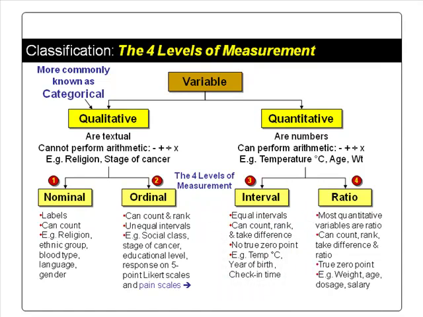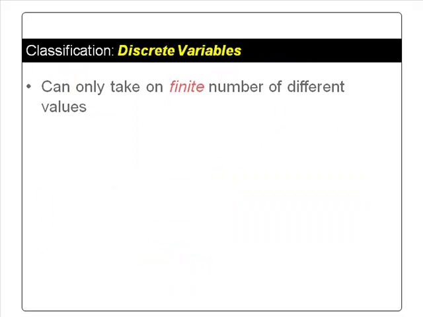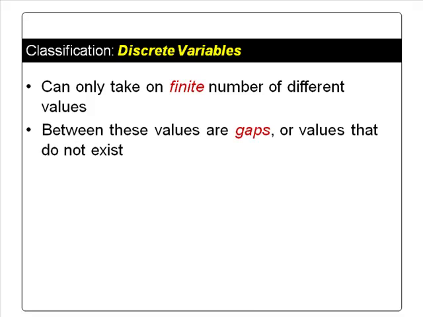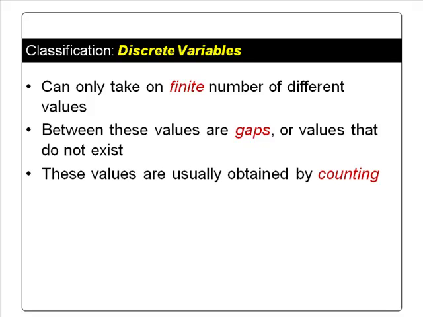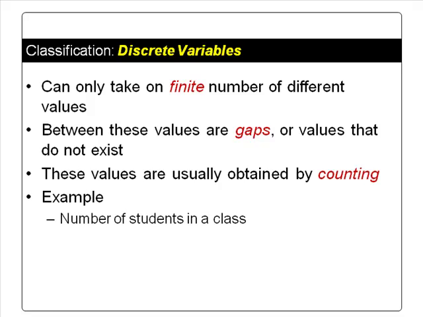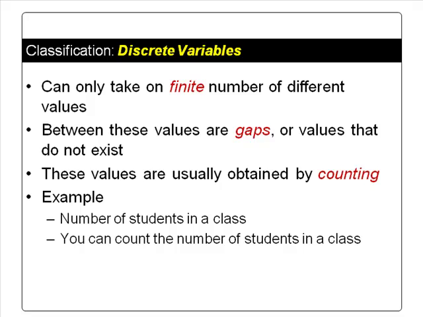Quantitative variables can also be classified as discrete or continuous. A discrete variable can take on a finite number of different values, with gaps between values. Values for these variables are usually obtained by counting. For example, the number of students in a class is a discrete variable. You count the number of students in a class.